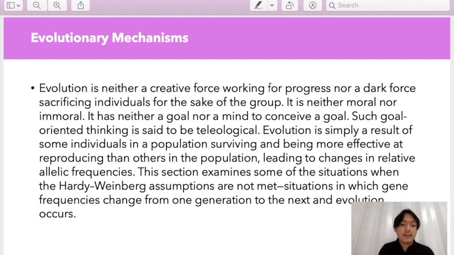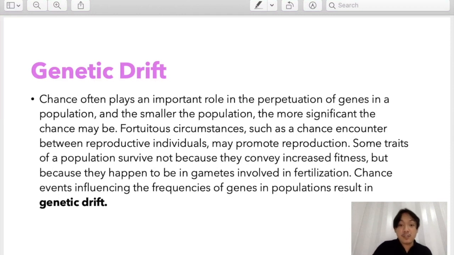This next section will examine the situations when the Hardy-Weinberg assumptions are not met, situations in which gene frequencies change from one generation to the next and evolution will occur. And we call that one genetic drift, which is just like when you toss a coin, it's always a 50-50 chance, 50% head, 50% tail. And chance plays an important role in the perpetuation of genes in the populations.